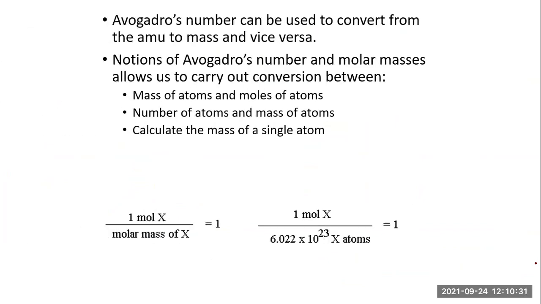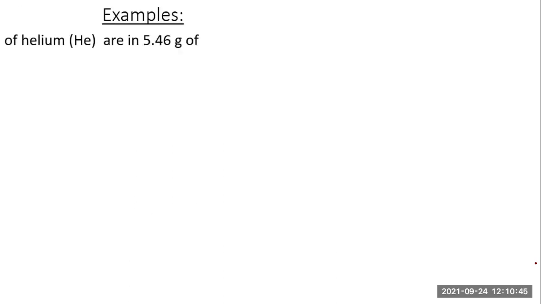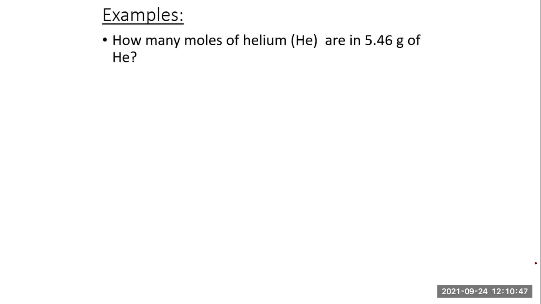So really, those are our conversion factors that allow us to go from using Avogadro's number, moles to atoms or molecules, or using molar mass, go from grams to moles or moles to grams. So let's take a look at this one here. How many moles of helium are in 5.46 grams of helium? So first off, we don't see anything about atoms.